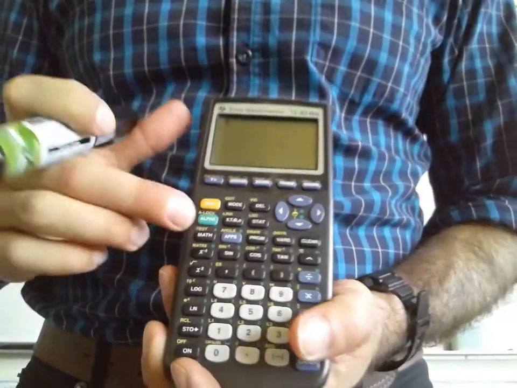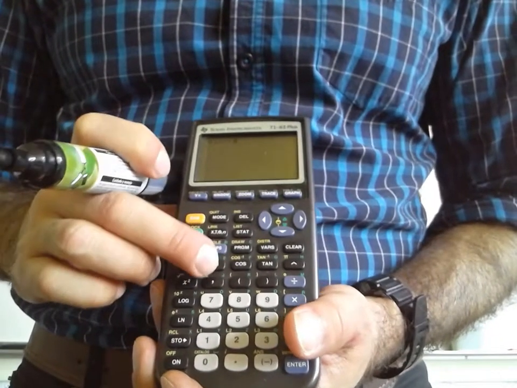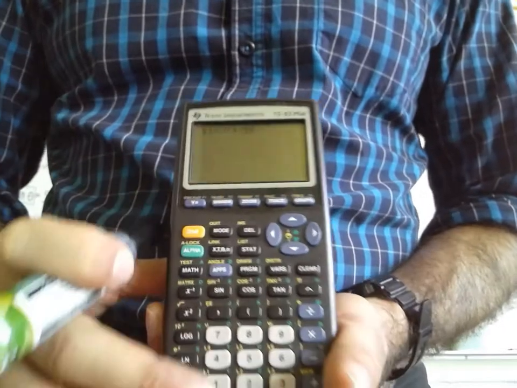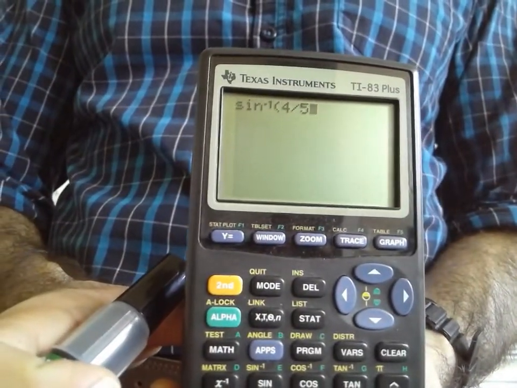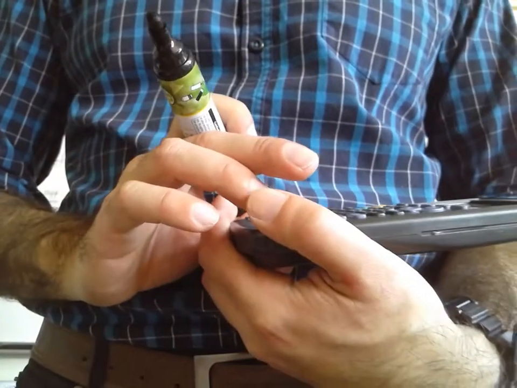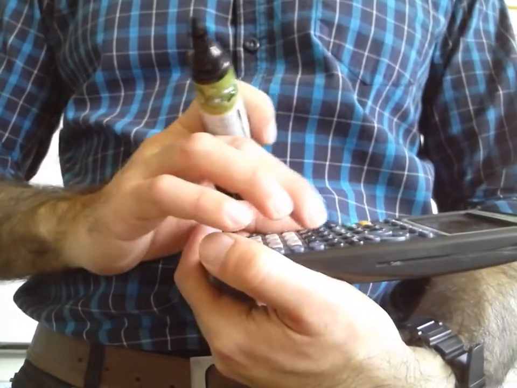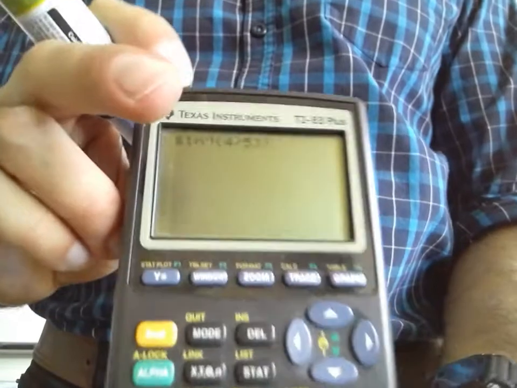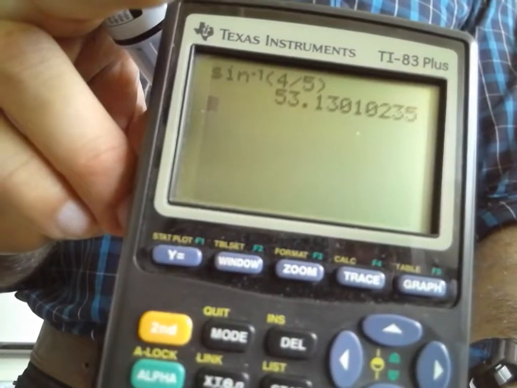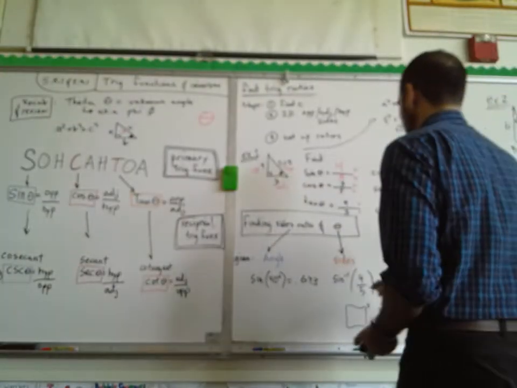So we're going to go second sine, 4 divided by 5. Let's close that parenthesis up. That's backwards because it was upside down. There we go. All right, we execute. We do that, and we get 53.1. Yes. Nice.